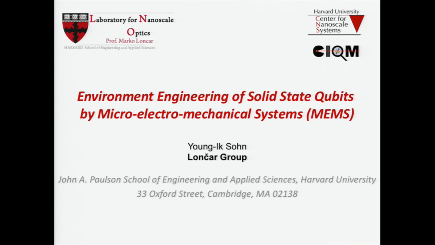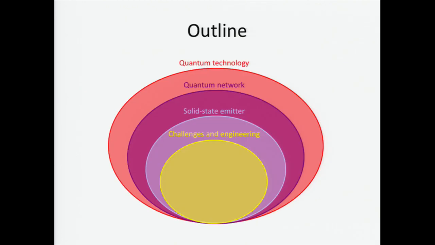To really understand why I'm doing this, I started looking at other fields, which is a bigger field than my own. That brings us to the outline of today's talk. I start from the big field of quantum technology, which is very popular these days. After a brief introduction, I go down to a specific part, quantum networks. Then I go down to the system I actually worked on, the solid-state emitter, which is very useful for building quantum networks. My actual work is about what challenges exist for solid-state emitters, and how we engineer to overcome these problems.